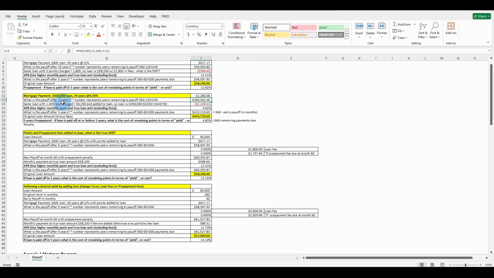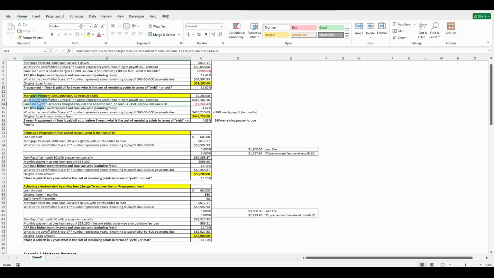What is the payoff after 10 years? Number represents years remaining to pay off. So 10 years, remember, what is the loan amount? Go back up here, and you're going to see it's 450 grand. So after 10 years, you've only paid off 90,000 bucks. Isn't that the beauty of finance? I mean, all that interest is going to somebody else's pockets. So, contrary to what anybody else says, if you can prepay, you can pay off your loan sooner. That's just more money to you.